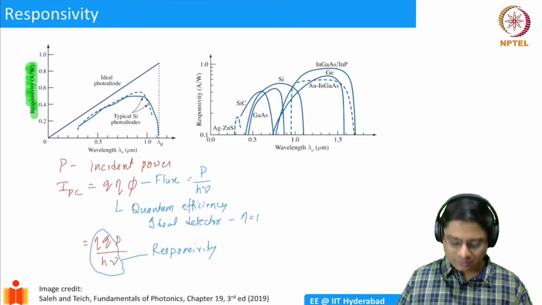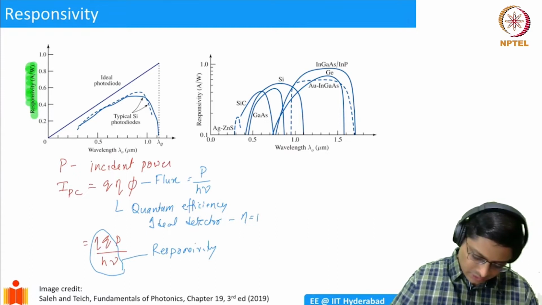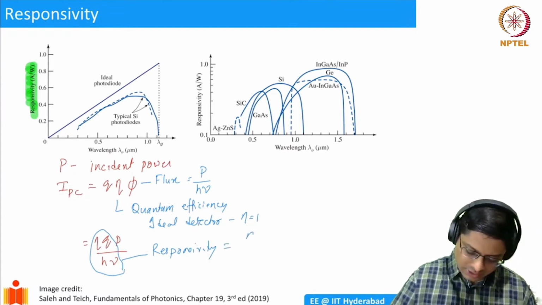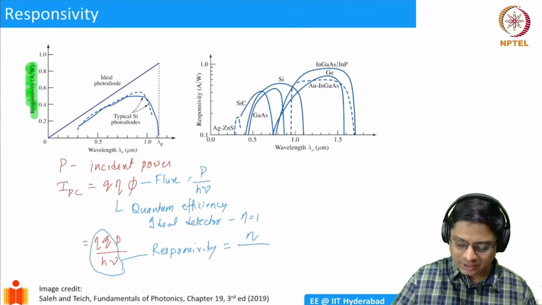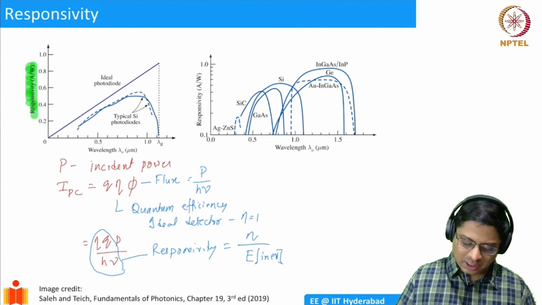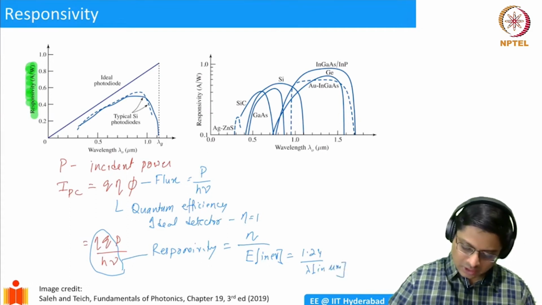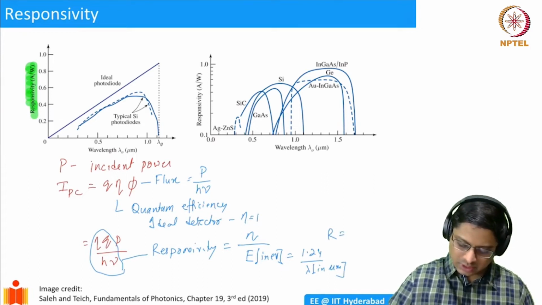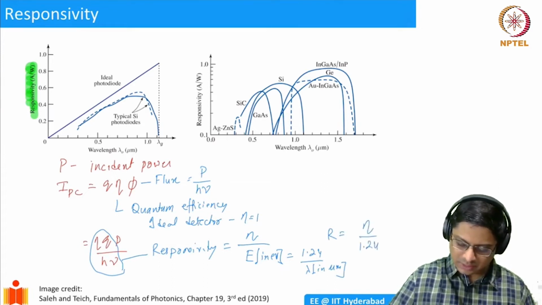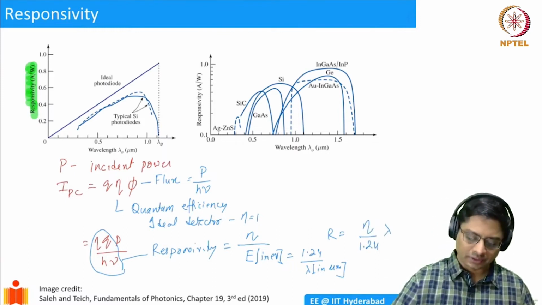Well, h nu is the energy of the photon, divided by q is basically the energy of the photon in eV units. So the responsivity is going to be simply eta divided by the energy in eV. And we know that the energy in eV is going to be equal to 1.24 divided by lambda in micrometers. So the responsivity R is going to be equal to eta times lambda in micrometers divided by 1.24. This is the responsivity for an ideal photodetector.